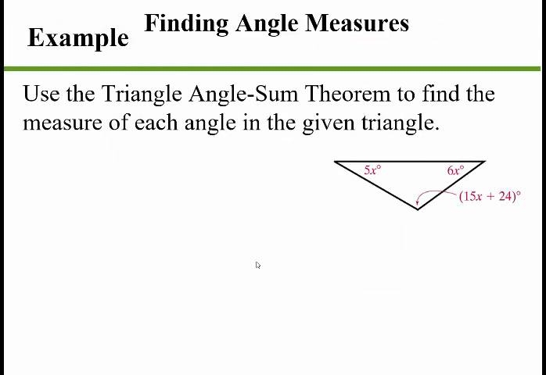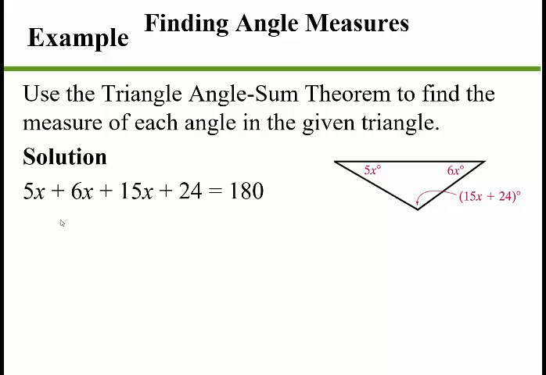All right, let's do an example. Use the triangle sum theorem here to find the measure of each angle of the given triangle. So I know that this angle is 5x, this angle is 6x, and this angle here is 15x plus 24. Well, I know that when I add all these angles together, they must be 180 degrees. That's what the triangle angle sum theorem tells us. So combining like terms, 5x plus 6x is 11x, plus 15x is 26x. Subtract the 24 over, divide by 26, and you get x is equal to 6 here.